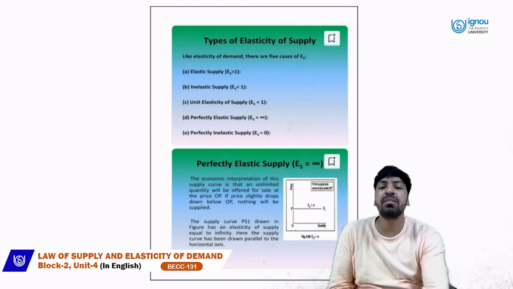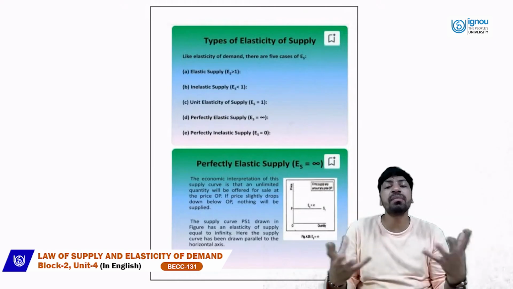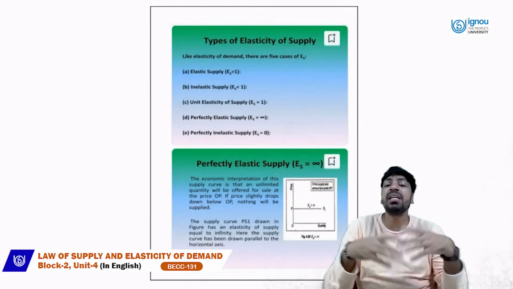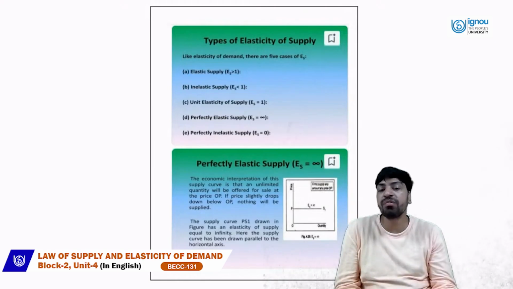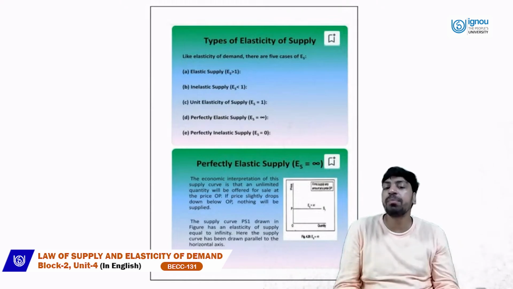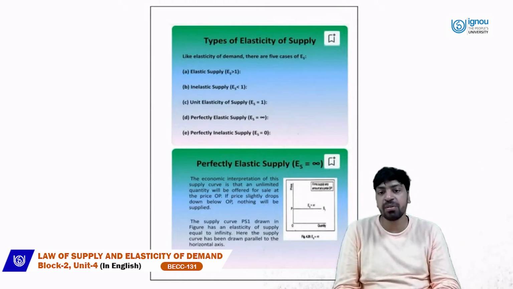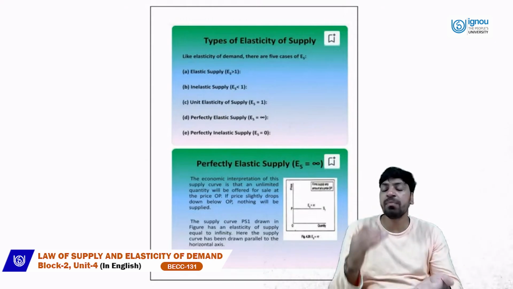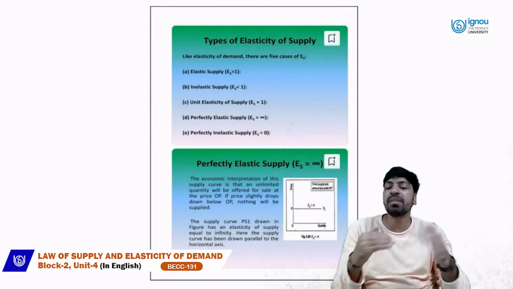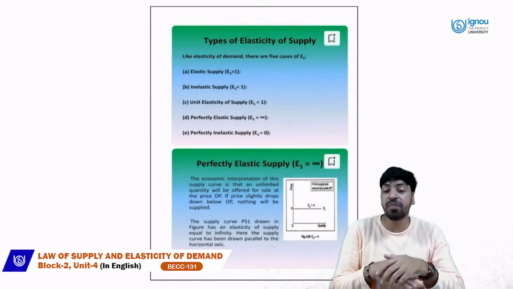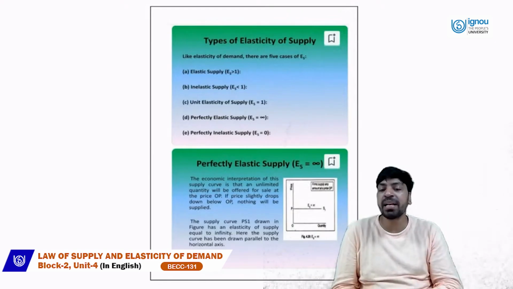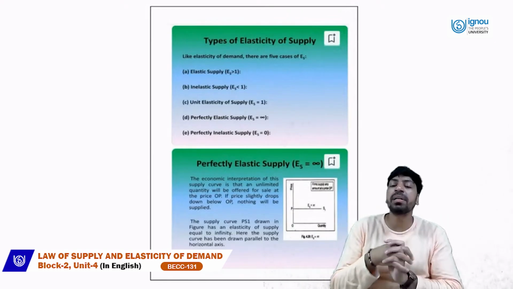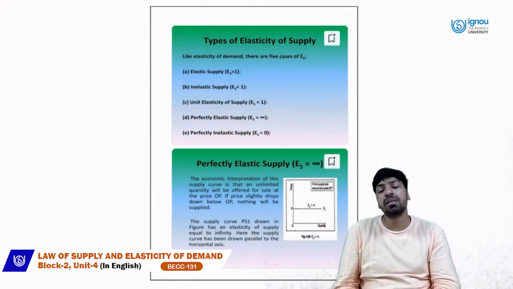In the interpretation of the diagram, an unlimited quantity will be offered for sale at a particular price, that is OP. If the price drops below that constant price, nothing will be supplied. That means there is no quantity supplied.